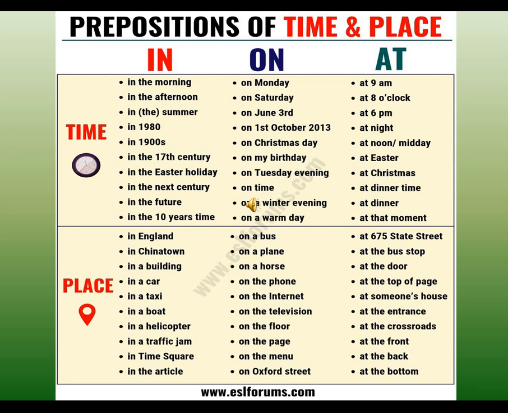And the word at, in case of place, can be used as at 675 State Street, at the bus stop, at the door, at the top of the page. So this is how we can use at to talk about the location. You have to be very careful about the usage of in, on and at, because these three prepositions can not only be used in case of time but also in case of place.